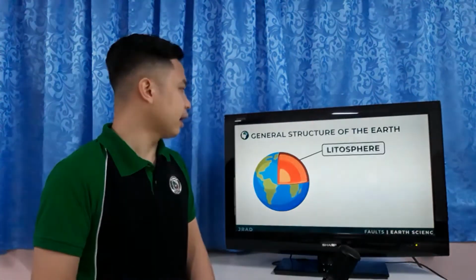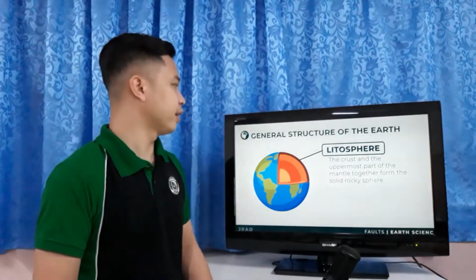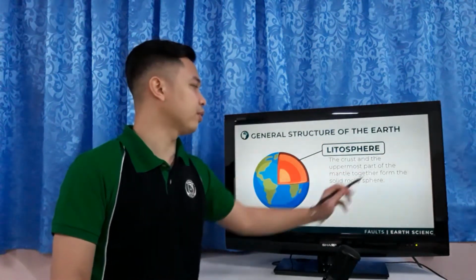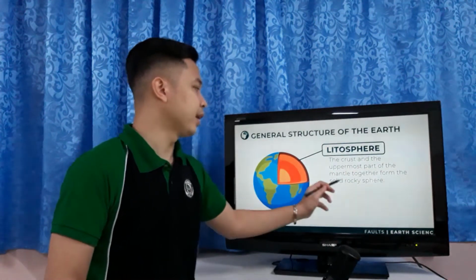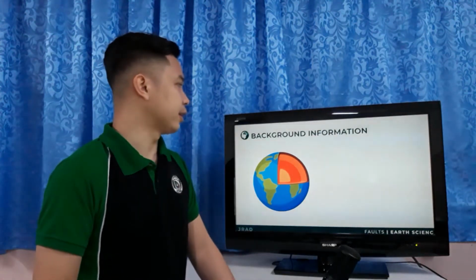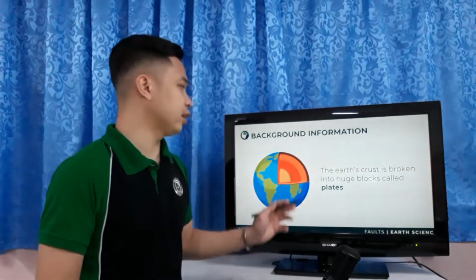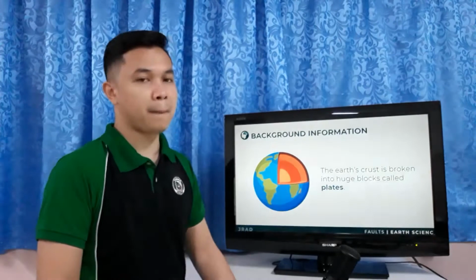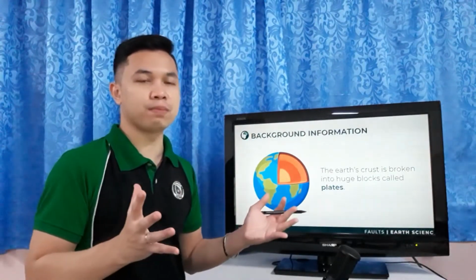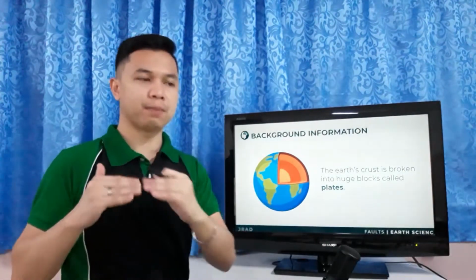Okay? Another part of the general structure of the Earth is the lithosphere. It is the crust and the uppermost part of the mantle together, forming the solid rocky sphere. Now, we're done with the background information: the Earth's crust is broken into huge blocks called plates. That is what we need to know, that the Earth is composed of plates.